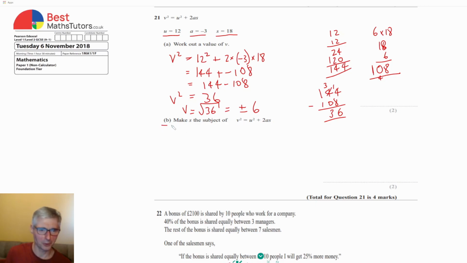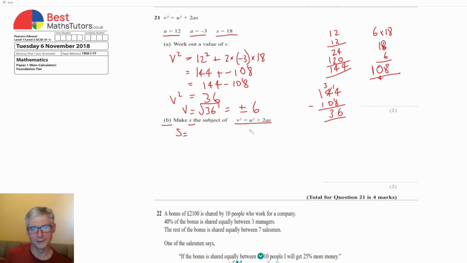And now we're on part B, and what we've got to do is make s the subject of this formula. What that means is when s is the subject, we want to get to having it as s equals something. So we need to rearrange it like that so the s is on its own. What I'm going to do is take anything that I can on the other side and leave s on its own.